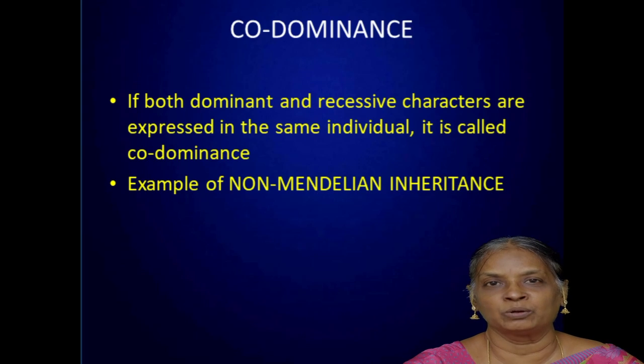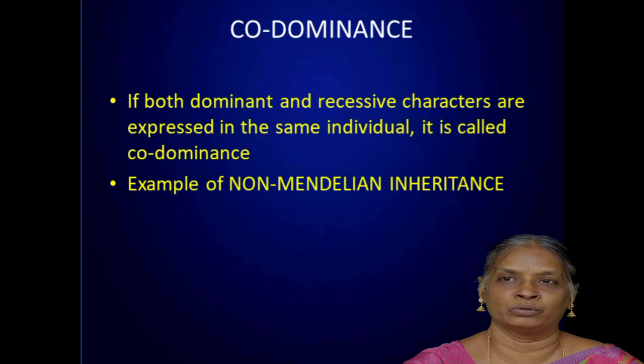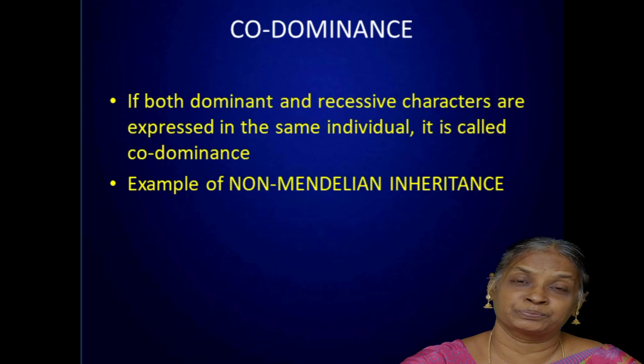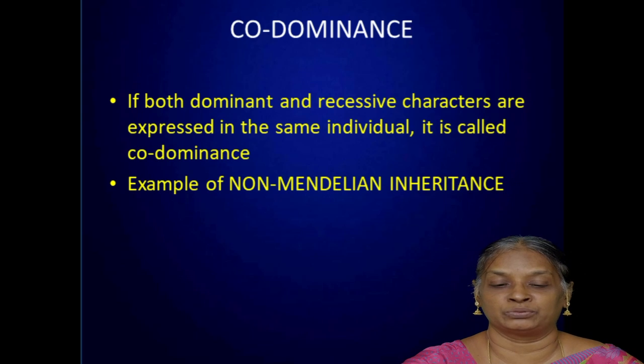So far we have seen complete dominance, and in that case we can see only one dominant character. One character is expressed in the F1 generation and one character is not expressed. The character which is expressed is called the dominant character. The character not expressed in the F1 generation is called the recessive character. In codominance, both dominant and recessive characters are expressed in the same individual.